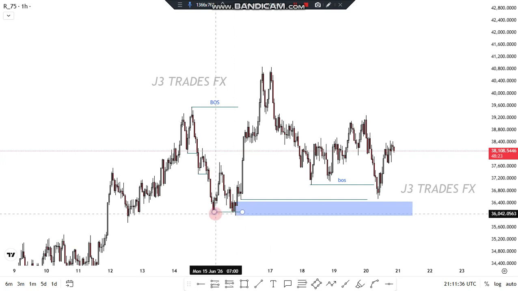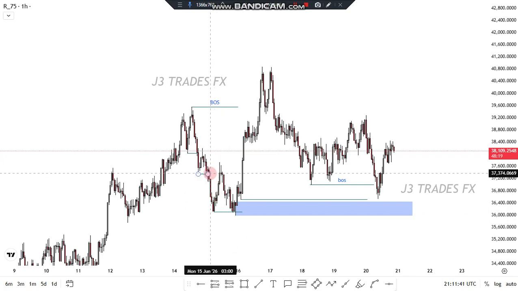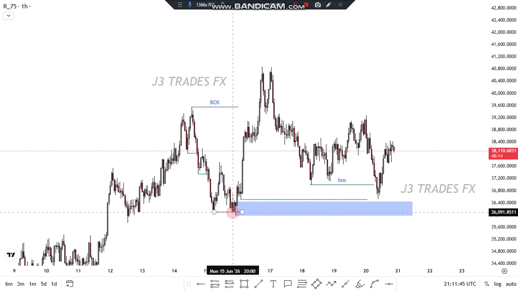So the right answer is no, because price only swept this low with a wick. So it only broke the structure low, this structure low. Price only broke that low with a wick, not a full body candle like this. It broke that low with what? With a wick.